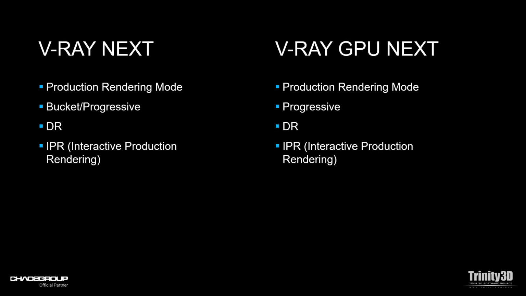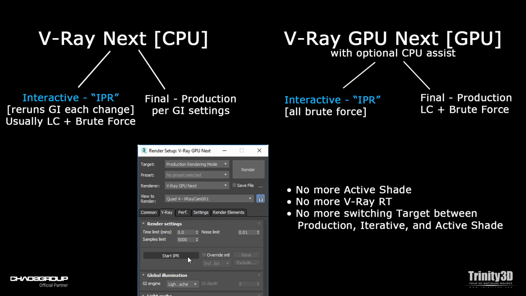A quick comparison here between CPU and GPU versions of V-Ray Next. Historically we called the GPU version V-Ray RT. The first version of RT was really intended as a fast previewer, but it quickly evolved into more of a production-capable renderer. Now, it is a full-featured production rendering option right alongside the CPU renderer. They work very similarly. They both have an interactive mode, also called IPR, and a final production render mode. Comparing them here, you can see the main difference is the computational mode.